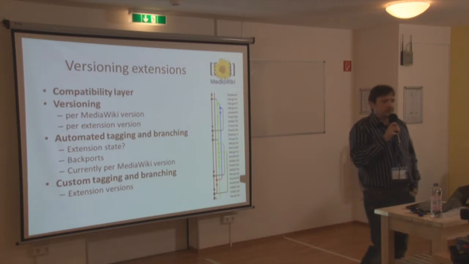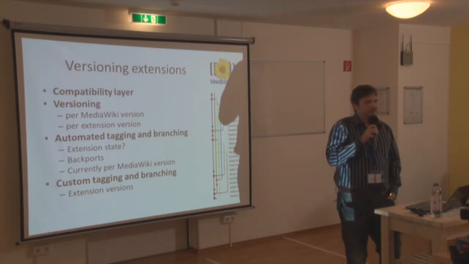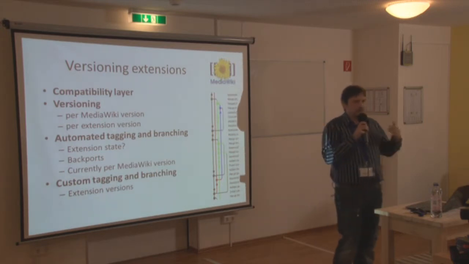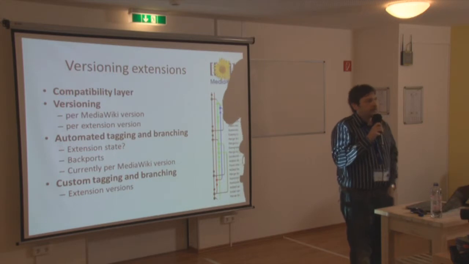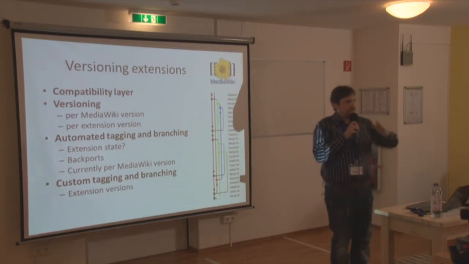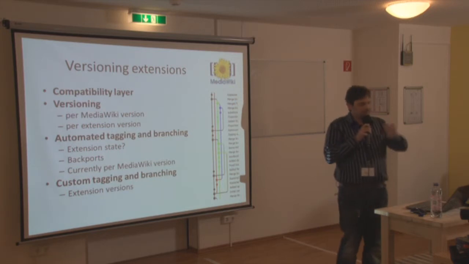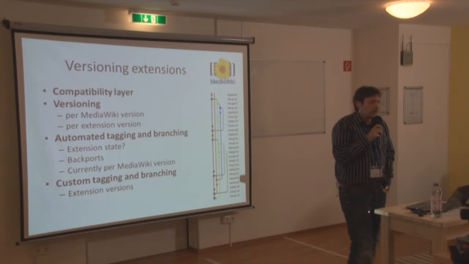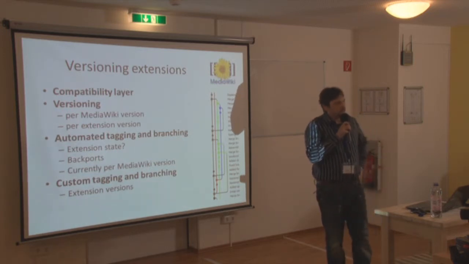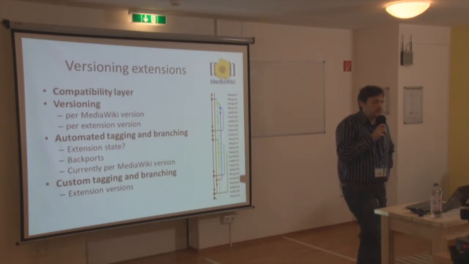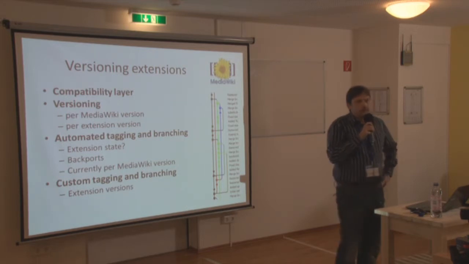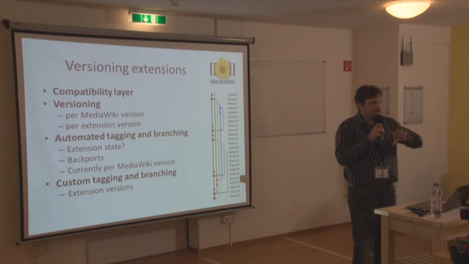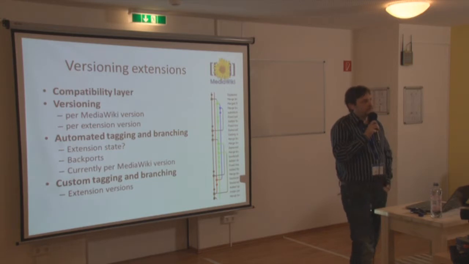Do you know the difference between a tag and a branch in Git? Basically, a tag is just a label for a specific version in Git, and with branching you can start developing on your own development track of that specific label. So when we release a new MediaWiki version, we automatically branch each extension, and then you can start working on the specifics of that MediaWiki version for your extension. So that's why there is automated branching.